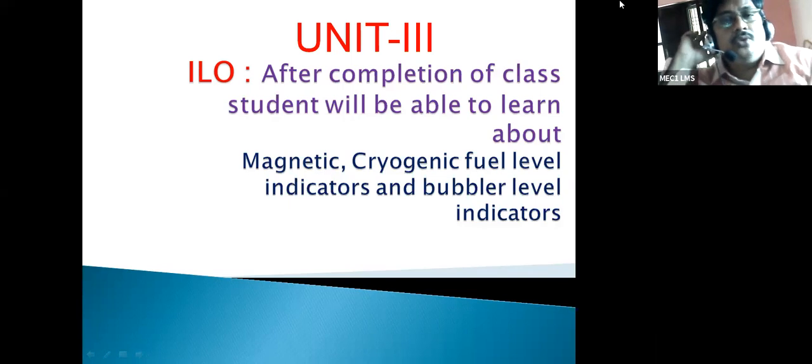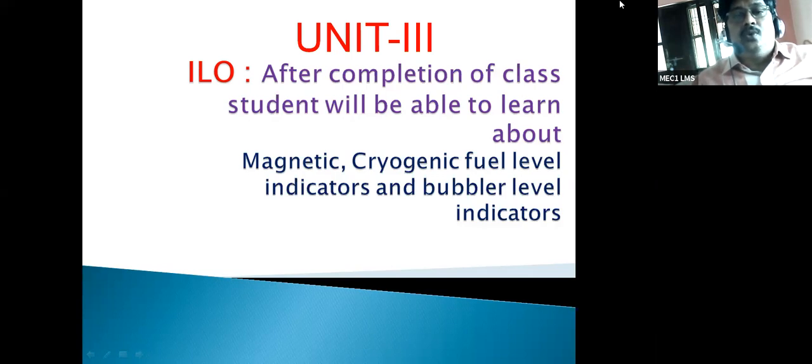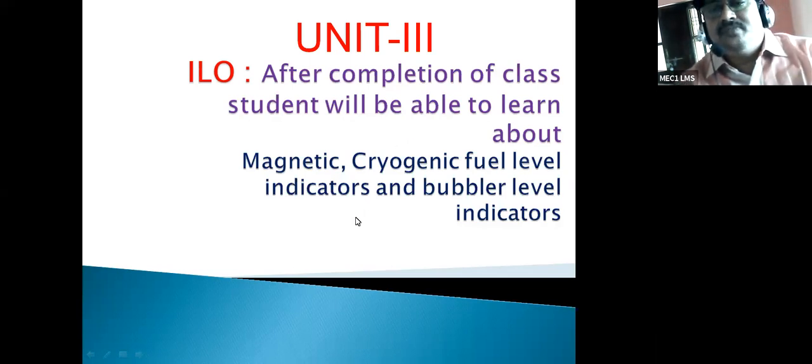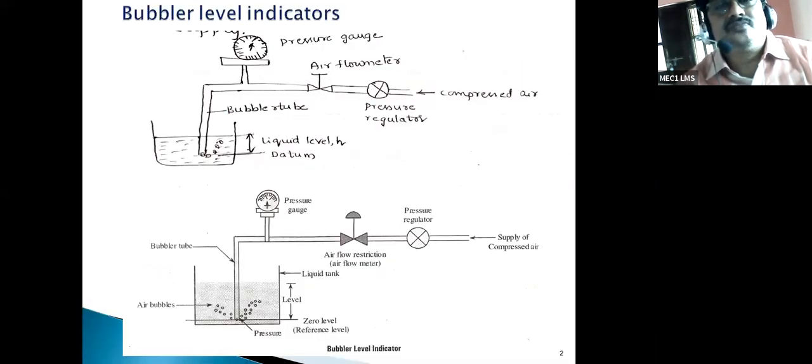Today, after completion of this class, we will gain knowledge on the magnetic level indicator, the cryogenic fuel level indicator, and the bubbler level indicator. So now we'll discuss these three. It will take around 5 to 10 minutes each. So first we'll discuss the bubbler level.